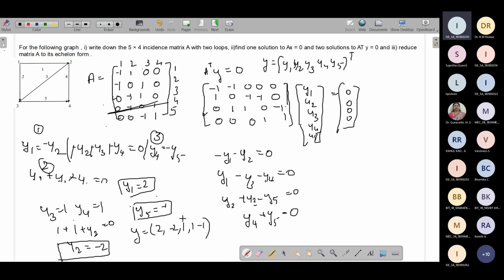They were told to find out two solutions. We have found two solutions for the given equation. So this is the second part of the question. First we wrote down the 5 cross 4 incidence matrix. Second, we found the null space, that is Ax is equal to 0. Then two solutions of A transpose y is equal to 0 we also found. This is nothing but the left null space. We can choose any values, and the solutions will not be unique. Any two combinations we have to choose. If they ask to find only one solution, you can assume once and solve the problem. Next, the third part of the question is you have to reduce the matrix A to echelon form.